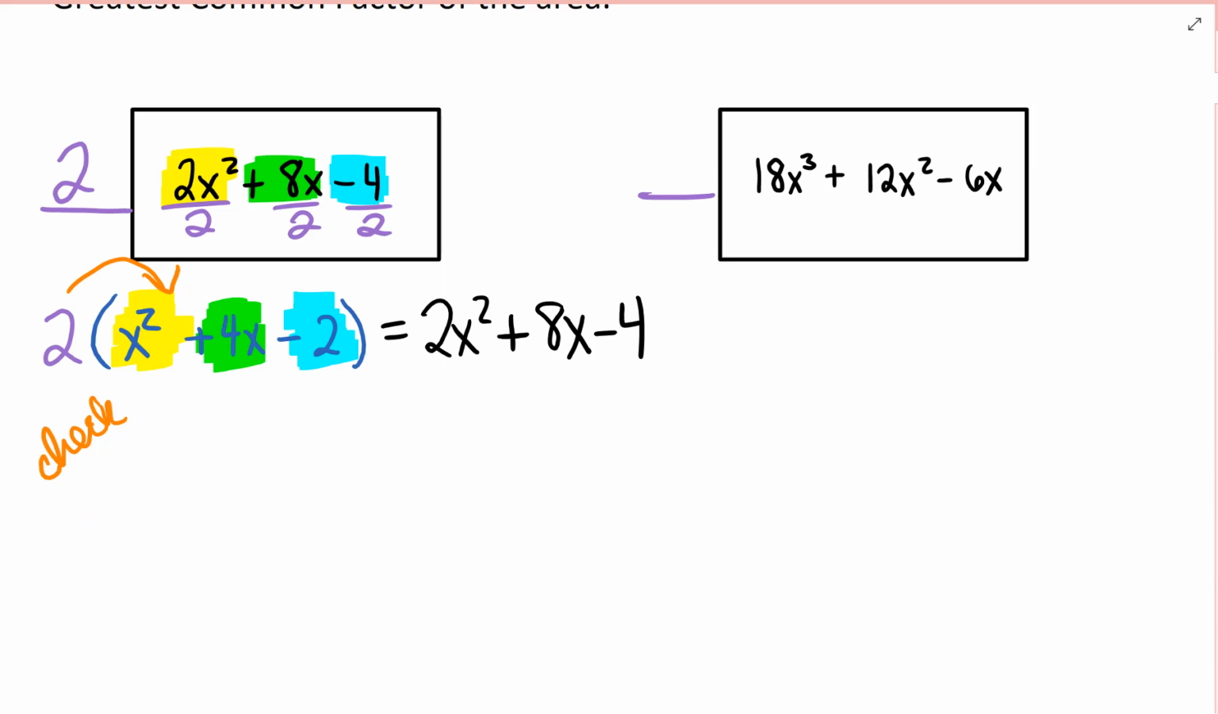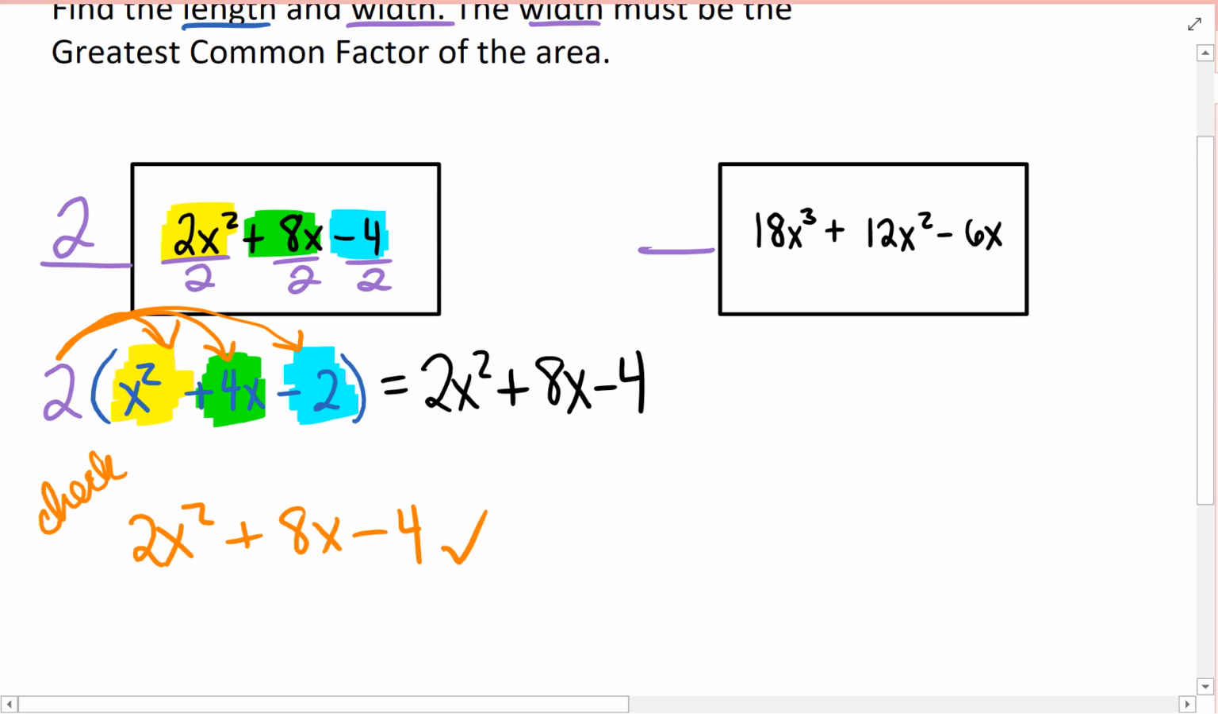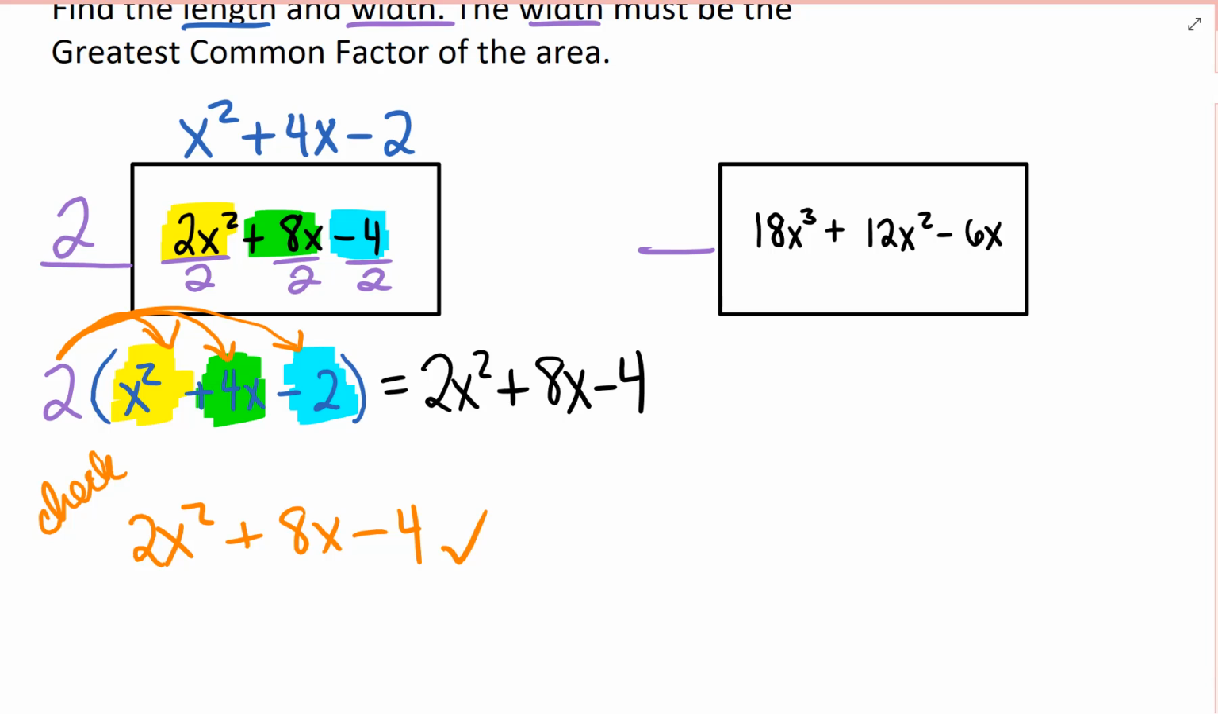2 times x squared, that is 2x squared. 2 times 4x, that is 8 with an x attached. And 2 times negative 2 is negative 4. So we did get the correct length. The length would be x squared plus 4x minus 2, and the width would be 2.